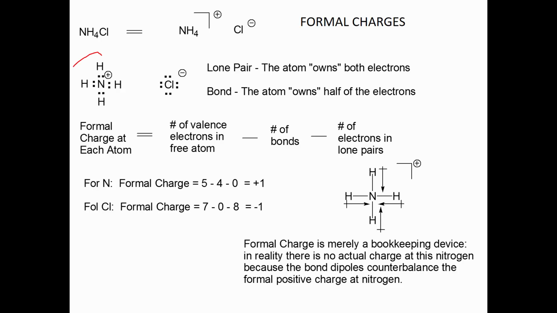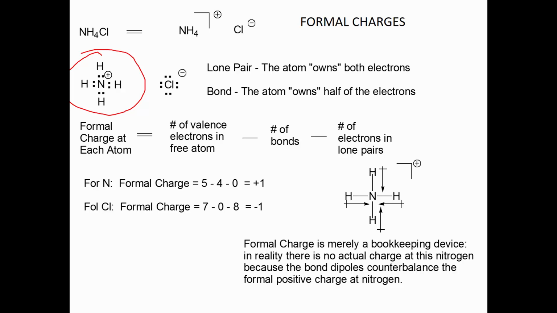Where's the charge here? If we think about how bonding and lone pairs work, in lone pairs, the atom owns both of those electrons. They're only going to that one specific atom. But in a bond, it's shared between two atoms. So we say that in a bond, it owns half of the electrons that are in a bond.